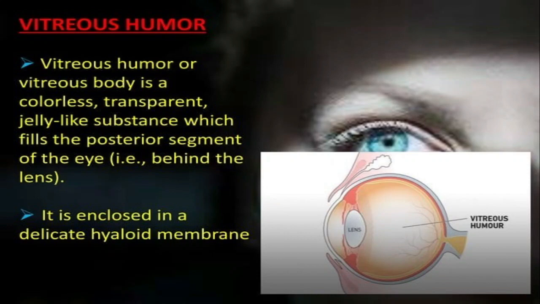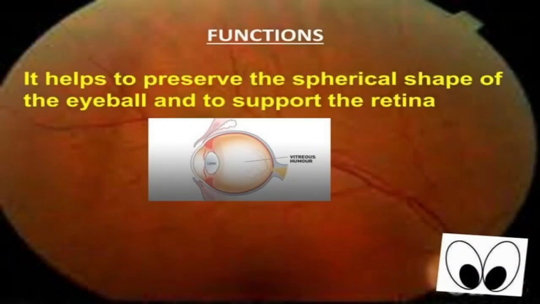Vitreous humor. The vitreous humor is a clear jelly-like substance that fills the posterior chamber of the eye, which is located behind the lens and in front of the retina. It occupies about two-thirds of the volume of the eye and is composed mainly of water, collagen fibers, hyaluronic acid, and other proteins. Functions of vitreous humor. Maintain the shape of the eye. Vitreous humor helps to maintain the shape of the eye by exerting pressure on the wall of the eye.